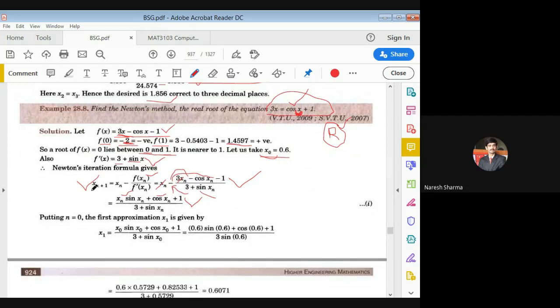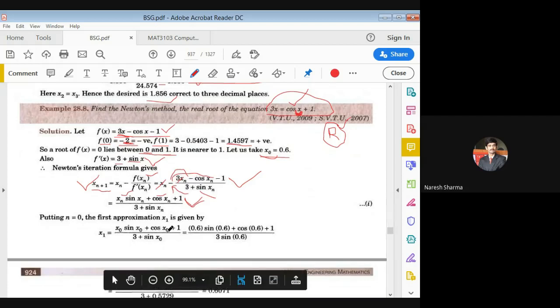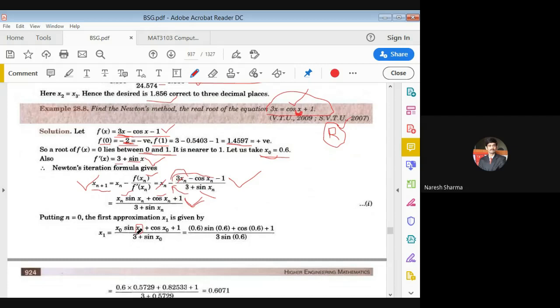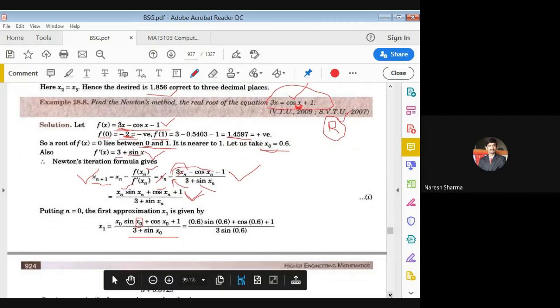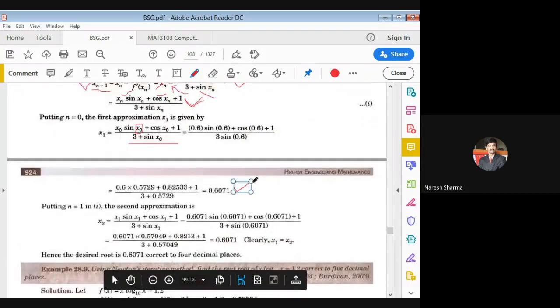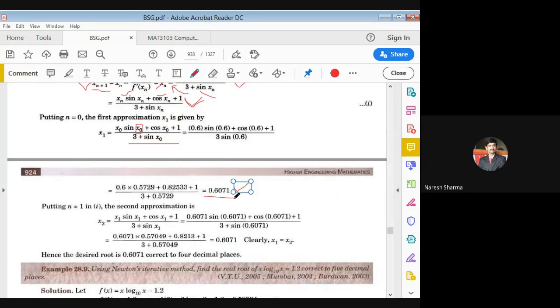Put n equal to 0. Here we get x1, and on the right-hand side all xn is equal to x0 only. So now we have x0 sin x0 + cos x0 + 1. Keep in mind this x0 should be a radian quantity, so shift your calculator into radian mode. Put 0.6 everywhere and click on your calculator after substituting. You get 0.6071. Now this is your next approximation to the root.